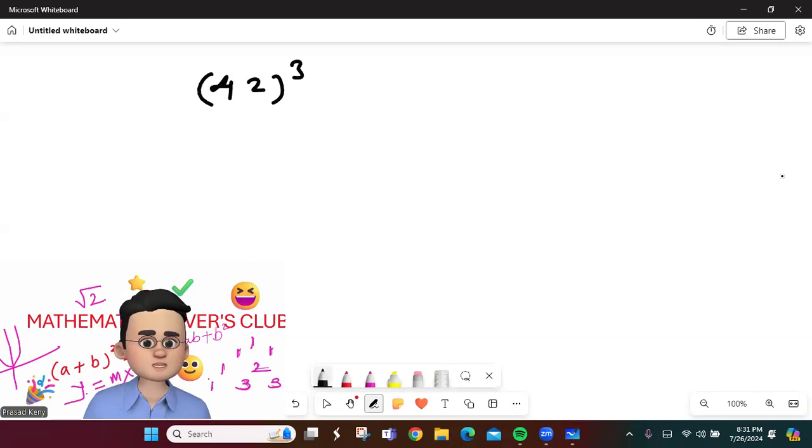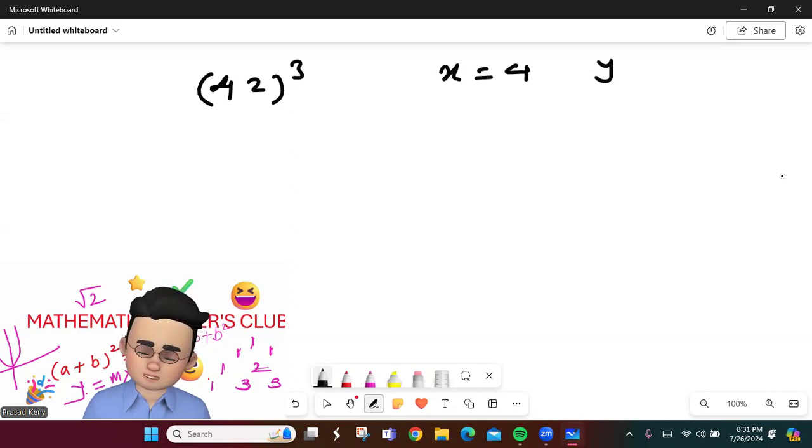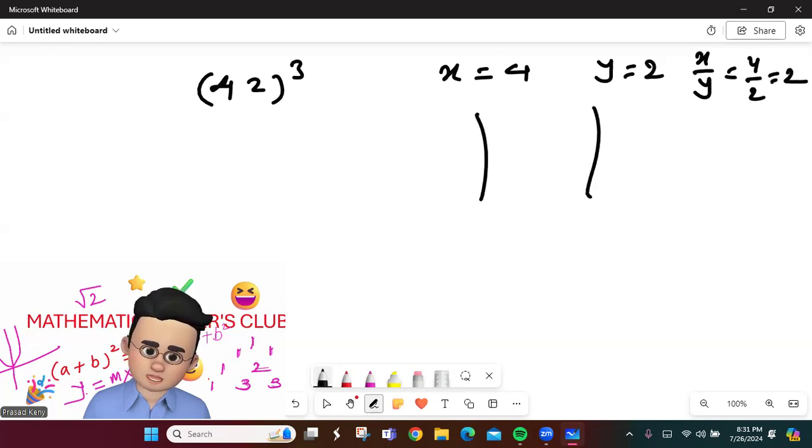Yes, sir, I have done the problem. It's really interesting and a very short technique. Now I'll show my steps on the board. Please tell me whether they are correct or not. So in this case, I'm taking x as 4 and y as 2. And then I'm taking the ratio x upon y as 4 upon 2, that is 2. And I'm making here 4 partitions.